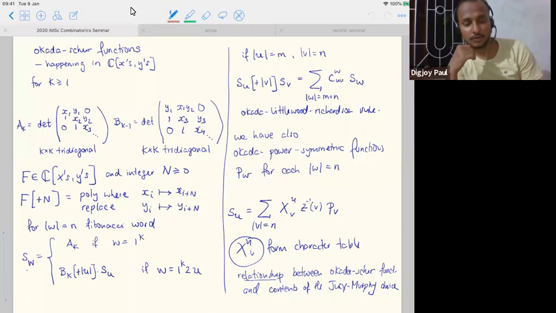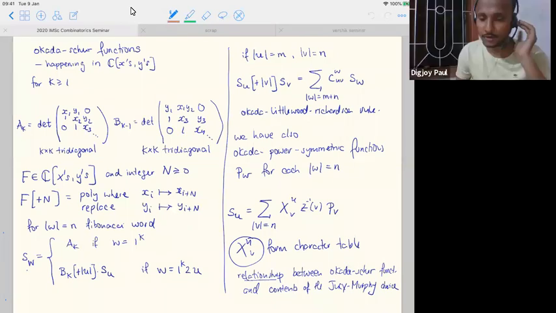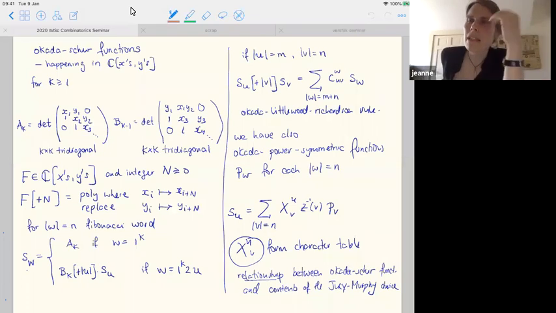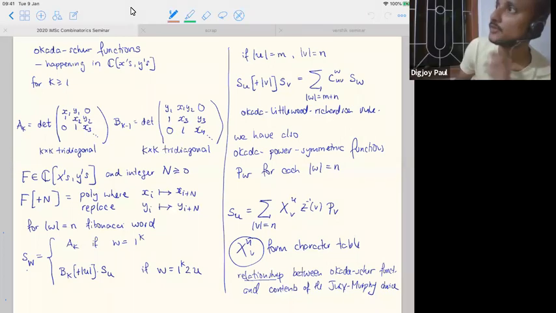Do you know any combinatorial definition of Okada's full algebra? Like a generating function of some commutative object? I'm sorry, can you say that again? There was some interference. Do you know a combinatorial definition of Okada's full algebra? What kind of combinatorial definition? Like the Schur function, or the generating function for semi-standard Young tableaux?